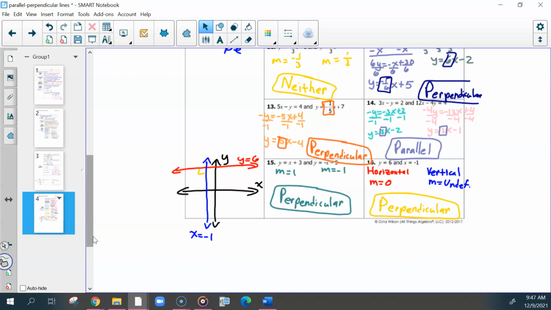Number 13 should be perpendicular. The other equation should have been y equals 5x minus 4. Yes. Number 14 should have been parallel. Both equations should have had a slope of 3. Number 15 should have been perpendicular. Do we have questions on any of those 3? This is correct, right? Like what I wrote.